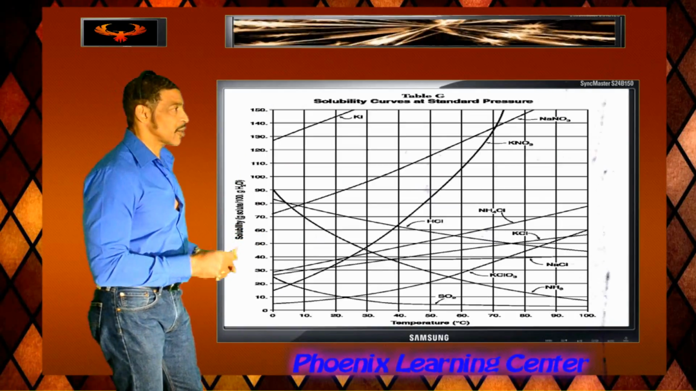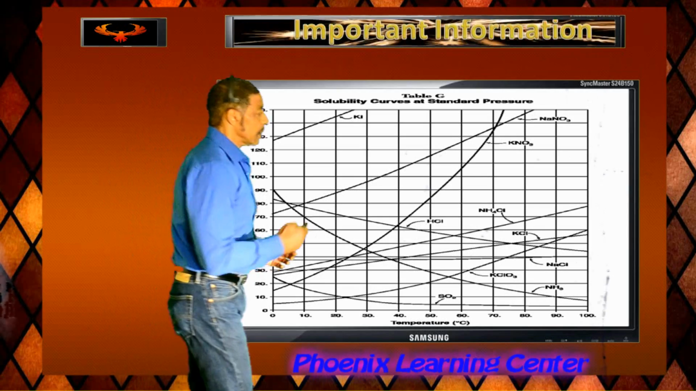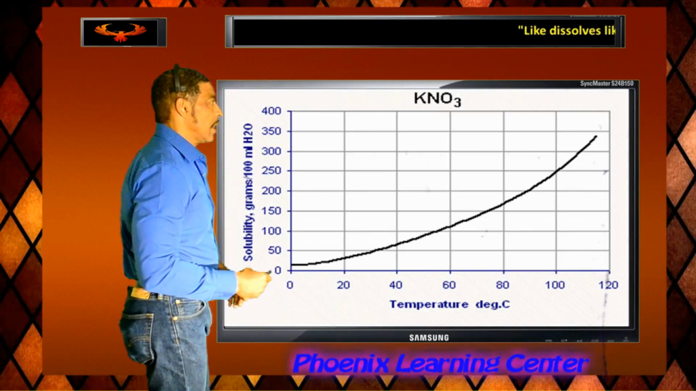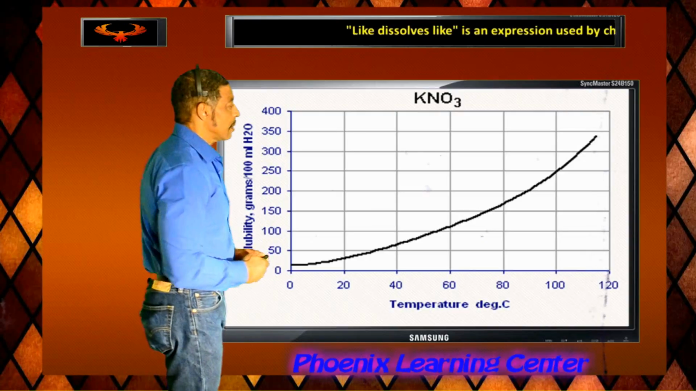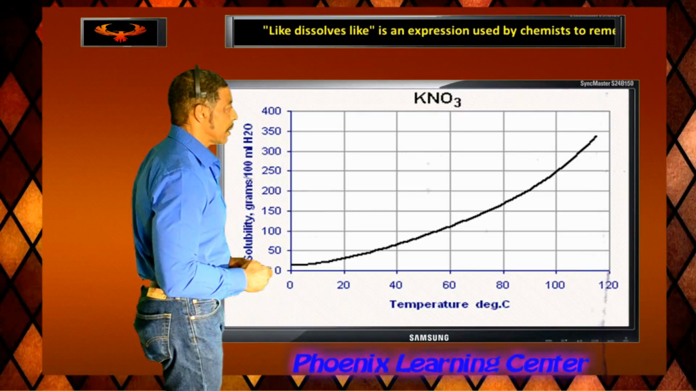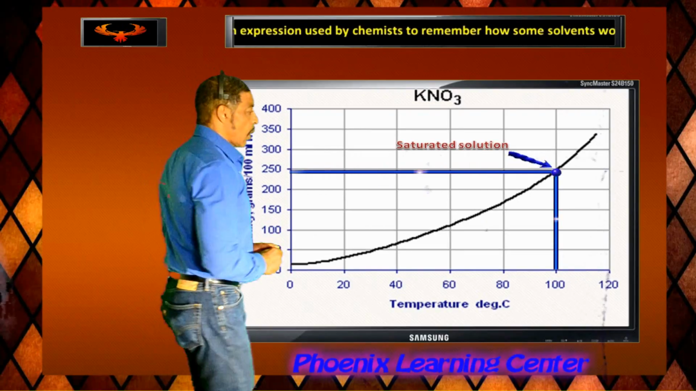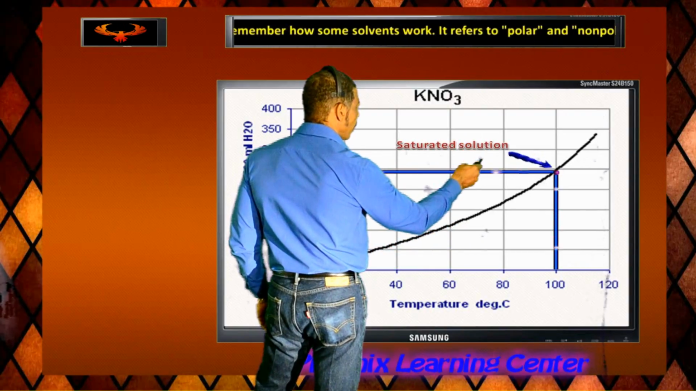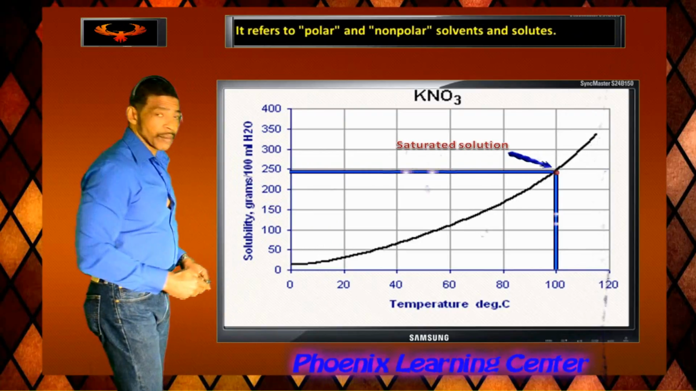A plot of temperature versus the solubility of a substance is called a solubility curve. This is an image of the solubility curve for the compound potassium nitrate, KNO3. According to the curve, at 100 degrees Celsius, approximately 250 grams of the salt should dissolve in 100 mLs of water.